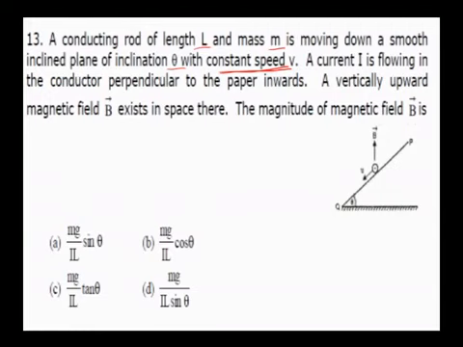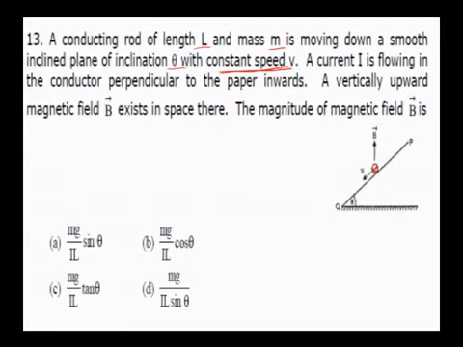Okay. Then a current I is flowing in a conductor perpendicular to the plane of the paper and it is inwards. So, current is given as inwards. Cross indicates that current is inwards, and a vertically upward magnetic field exists in the space there. The magnitude of the magnetic field is, so we have to find the magnetic field in terms of mass, length and angle of inclination.